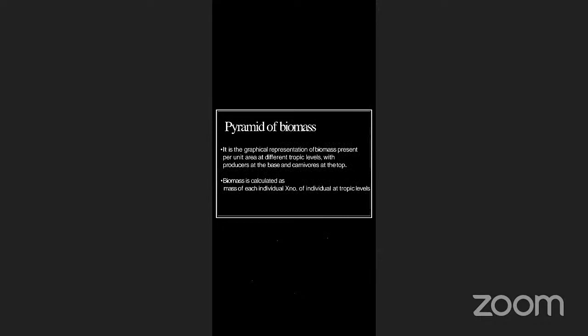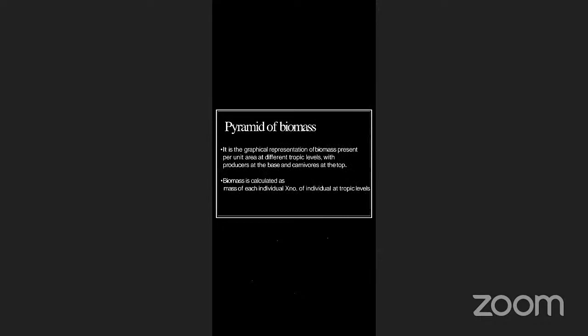Now, what are the advantages and disadvantages of the pyramid of numbers? The advantage is that simply by looking at the pyramid, you can tell in which trophic level you have a large number of organisms. And we can also easily compare the changes in the ecosystem. But the disadvantage is we cannot say how many organisms are present in each species. And we don't consider whether the birds are juvenile or immature forms. We simply assume all are adults and they all belong to the same species. But that is not correct. It is misleading information.